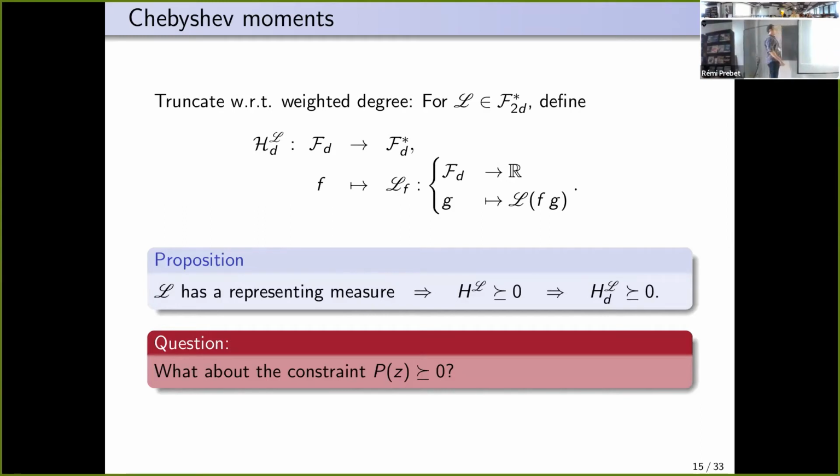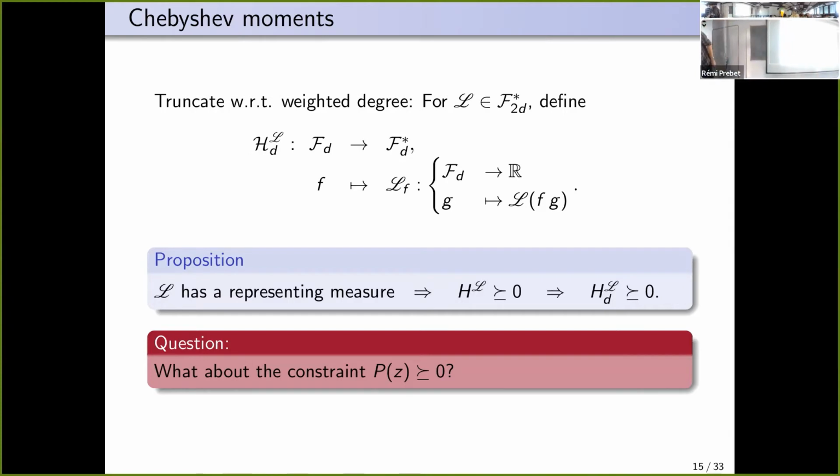So this result here is essentially basis independent until this point right here. So if you have a functional that has a representing measure, and by that I mean it has a finite Borel measure, then you can show that the matrix of the angle operator is positive semi-definite. And now this matrix right here of the truncated angle operator is well defined and basis independent, you can show that it's also positive semi-definite.